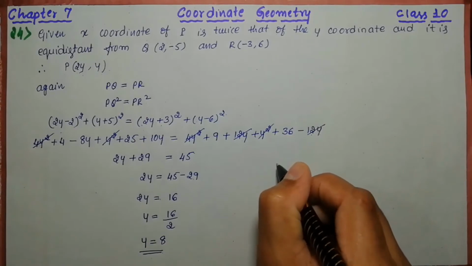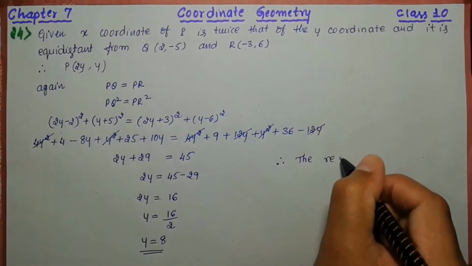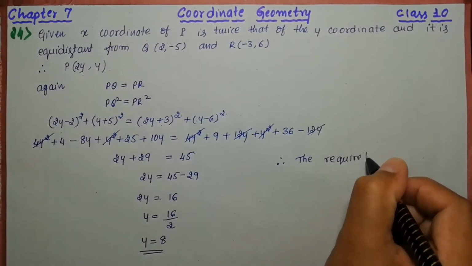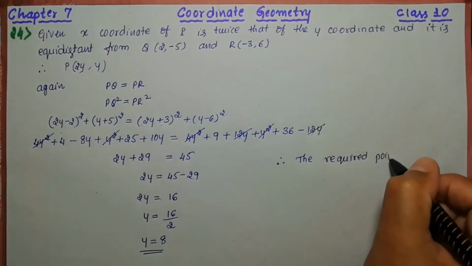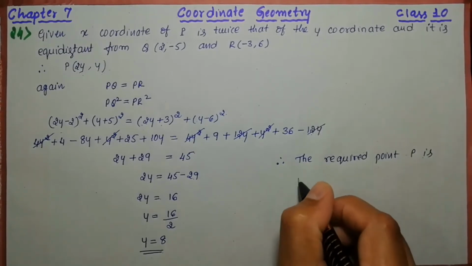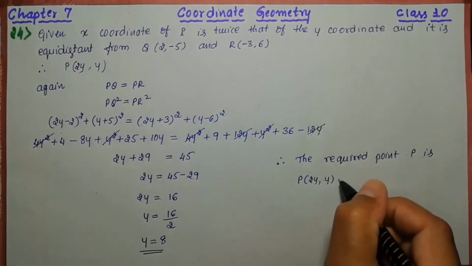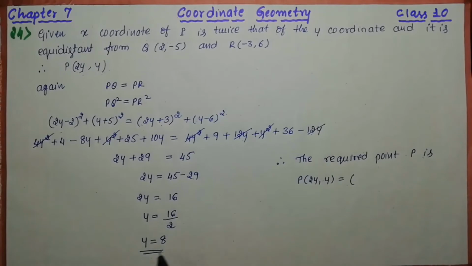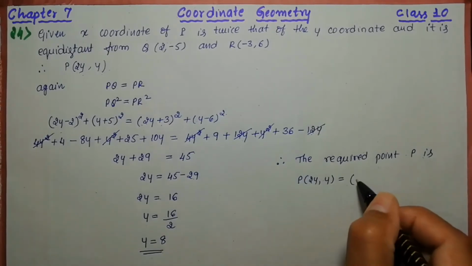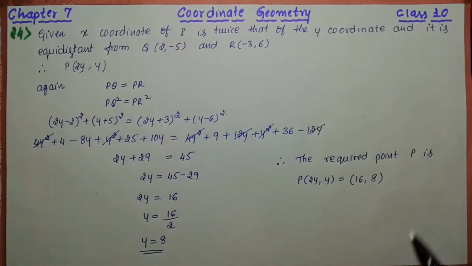So I'm going to write here, therefore the required point P is P of (2y, y), which is equal to, so 2 into y, y is equal to 8. 2 into 8 means it will become 16, and for y, write just y, so that's why (16, 8) is the required point.